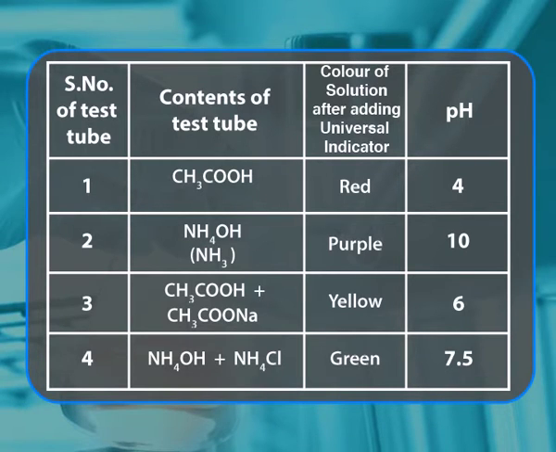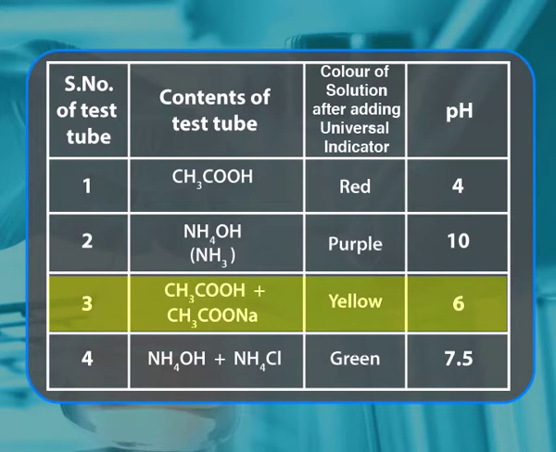Serial number 1. Test tube number 1 contains acetic acid or ethanoic acid. The color of the solution after adding universal indicator is red and the pH value is 4. Test tube number 2 contains ammonium hydroxide solution. The color of the solution after adding universal indicator is deep purple with a pH value of 10.